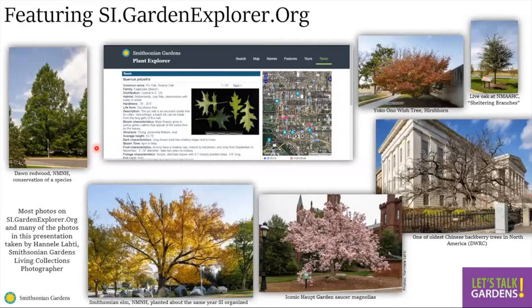As arborist at Smithsonian Gardens, one of the fun parts of my job is managing one of the Smithsonian's official collections, the trees. So I'd like to first introduce you to this resource, si.gardenexplorer.org, to explore our collection. It includes a wealth of tree photos you'll see throughout the presentation today, and the pictured trees are just a few highlights from our collection.